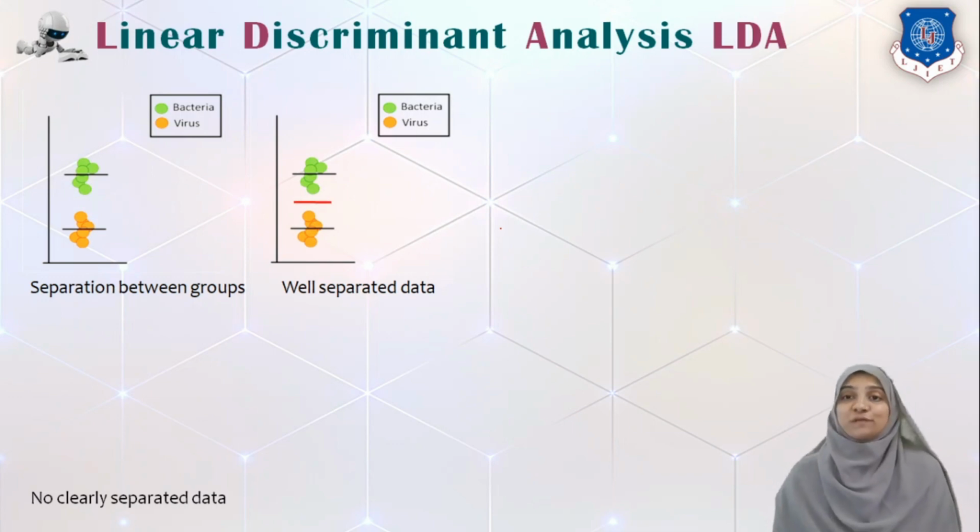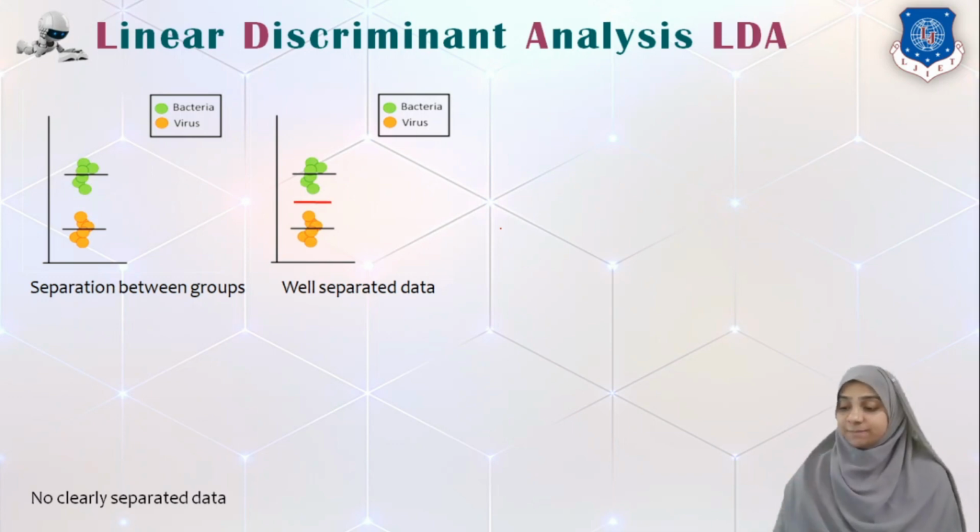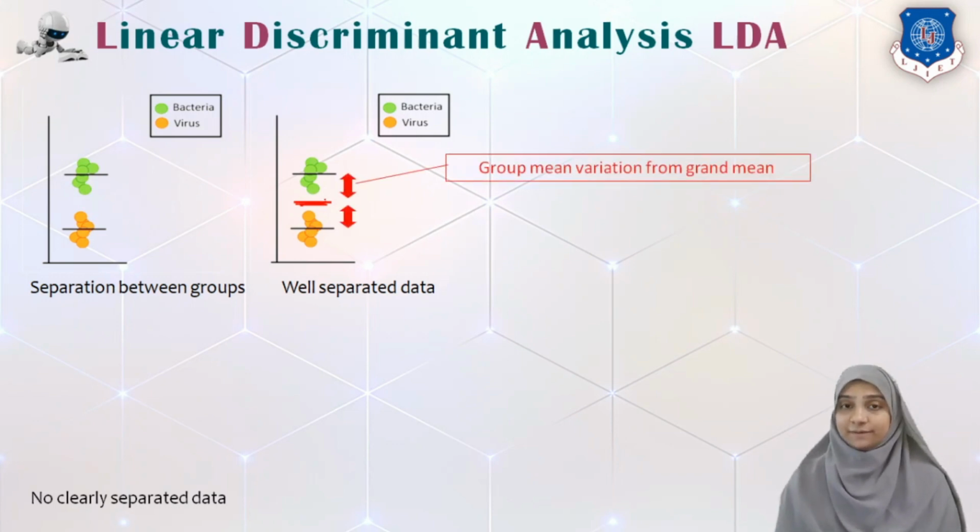The mean of the complete data set is represented by this red line. As you can see, this red line is the mean of the complete data set. We have to find the difference between the actual data set mean and the group mean. So we have 2 different groups, so we will have 2 different means, and the complete data set will have only 1 mean.